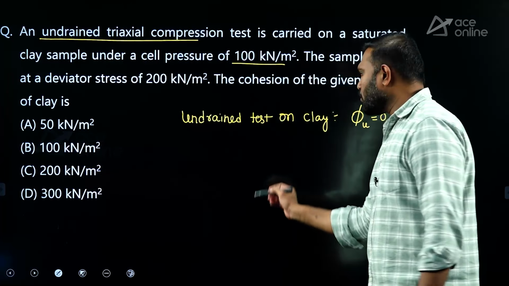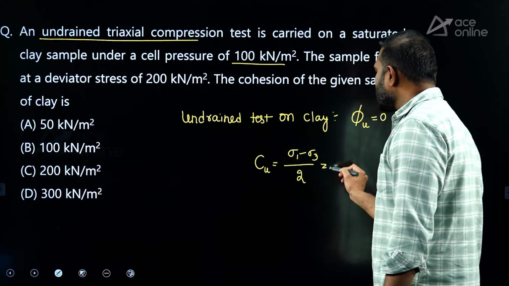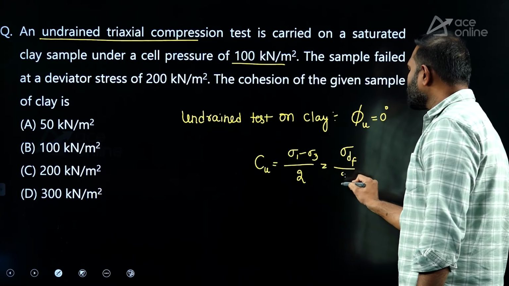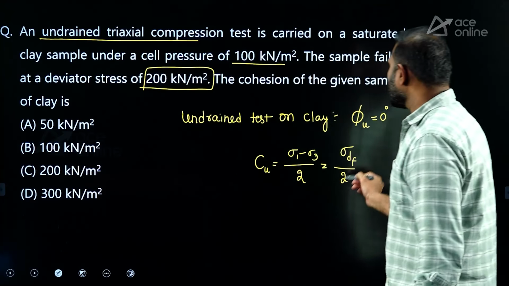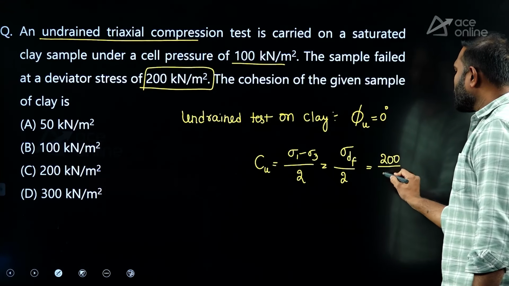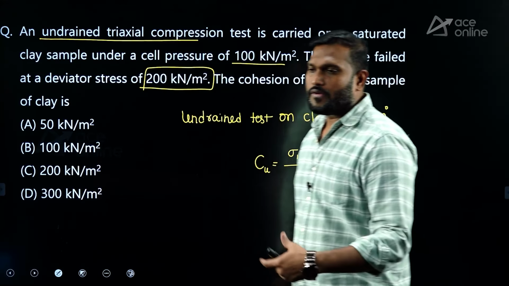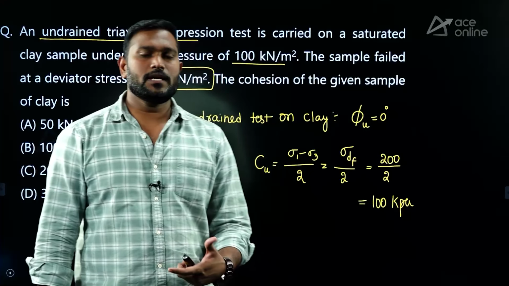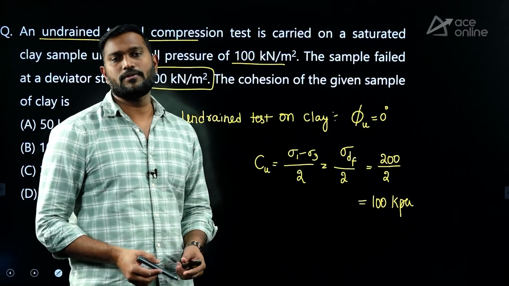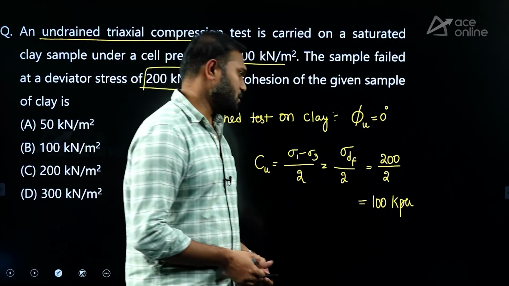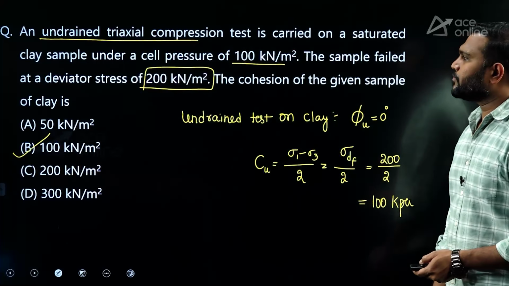Whenever phi is 0, then Cu is equal to major minus minor by 2, which is nothing but deviatoric stress by 2, so half of the deviatoric stress. And the deviatoric stress at which the soil failed is 200, so it is 200 by 2. The correct answer is 100 kilopascals. For better reference, I have already clearly explained: when phi is 0, Cu is the major minus minor by 2. If C is 0, phi is equal to sine inverse of sigma 1 minus sigma 3 by sigma 1 plus sigma 3. So from the given options, the correct answer is option B, which is 100 kilopascals.